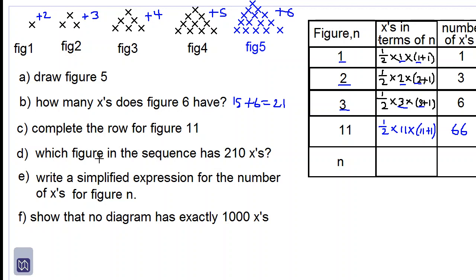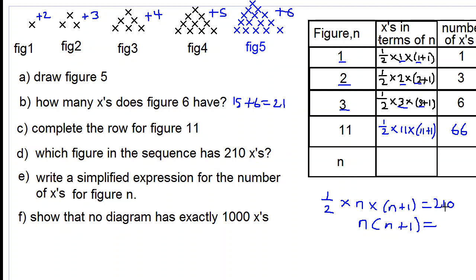Let's look at which figure in the sequence has 210 x's. So let's use the expression for the x's in terms of n, and we'll write a half times n times n plus 1 equals 210. Let's multiply both sides by 2. So we now have n times n plus 1 being equal to 210 times 2, which is 420.